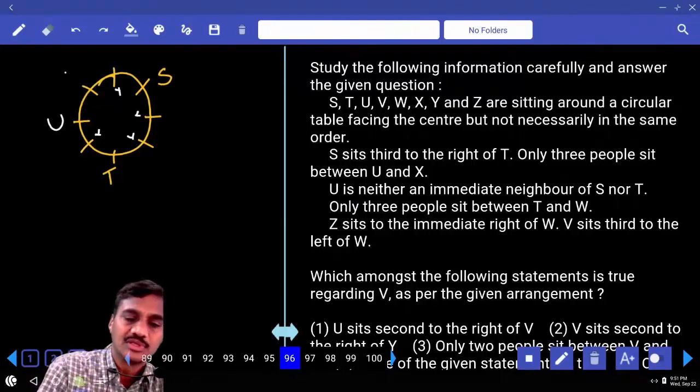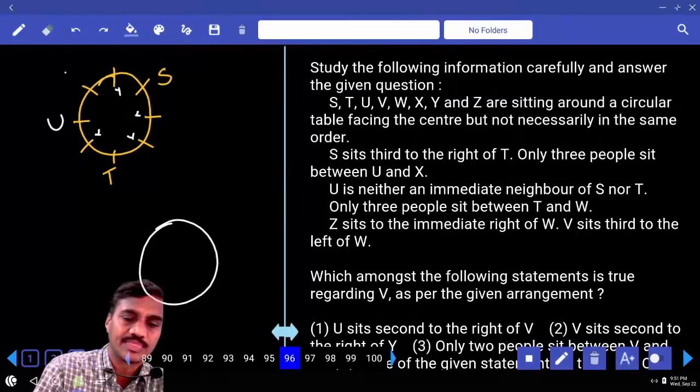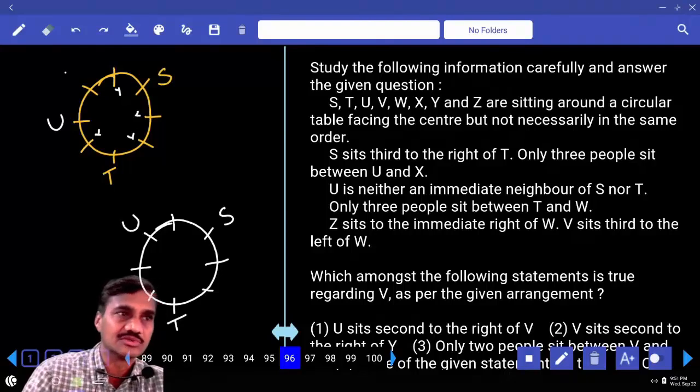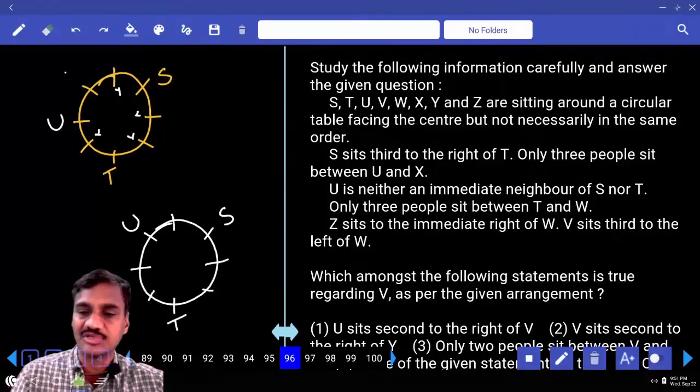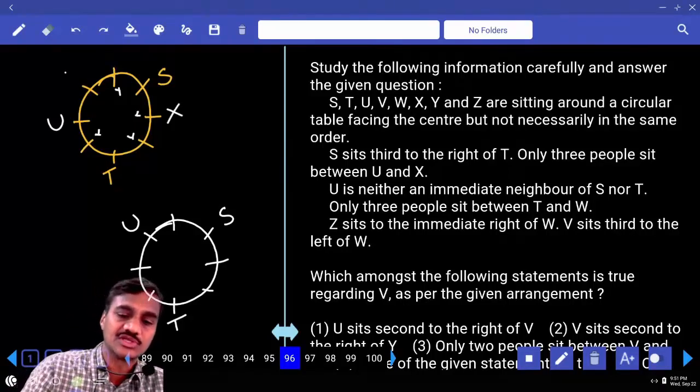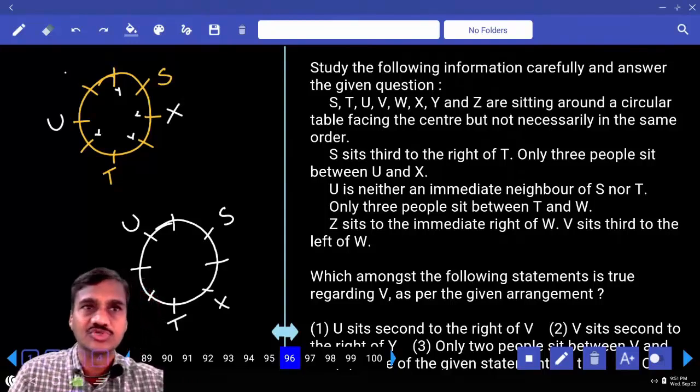2 different possibilities. As there is a second possibility here, 1, 2, 3, 4, 5, 6, 7, 8. Now T is at this place, S is here. Hence U can be at this place as well. Now there are exactly 3 persons between U and X. Among these 8 persons, 3 persons in between is nothing but they are opposite to each other. U and X are opposite, here also U and X are opposite to each other.